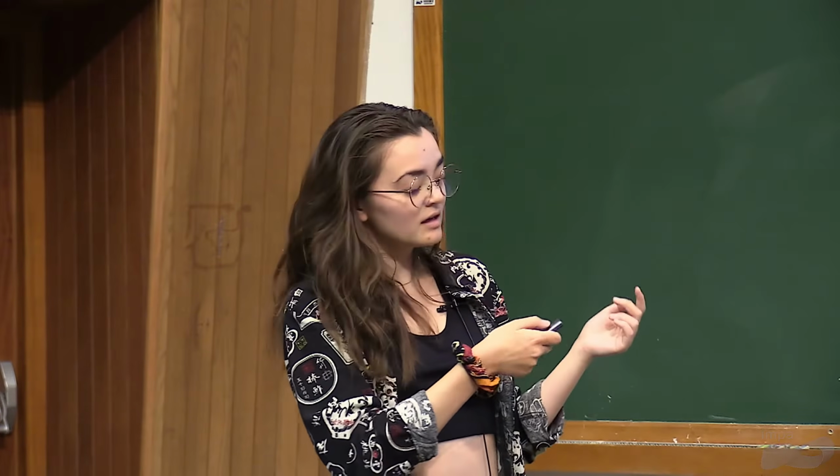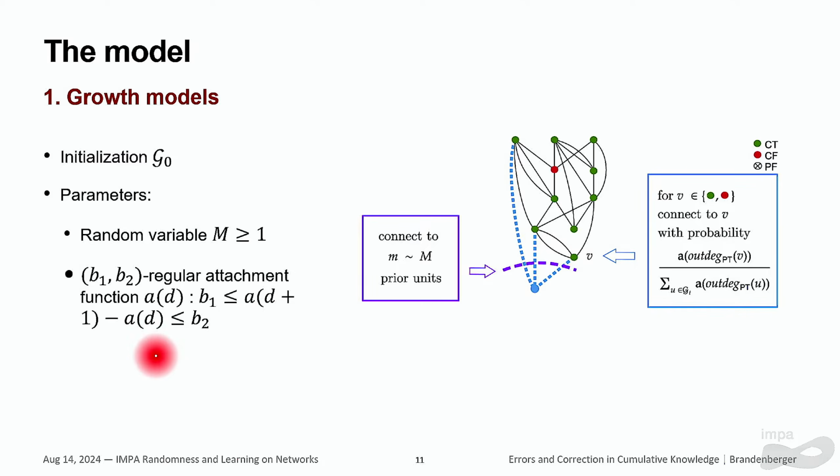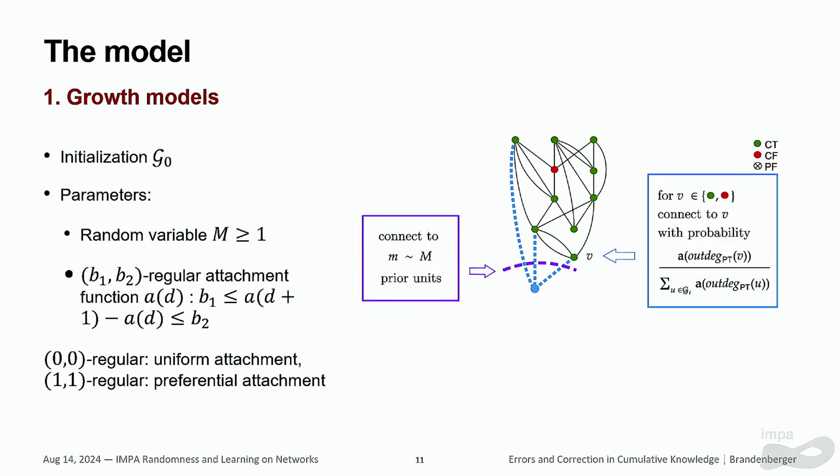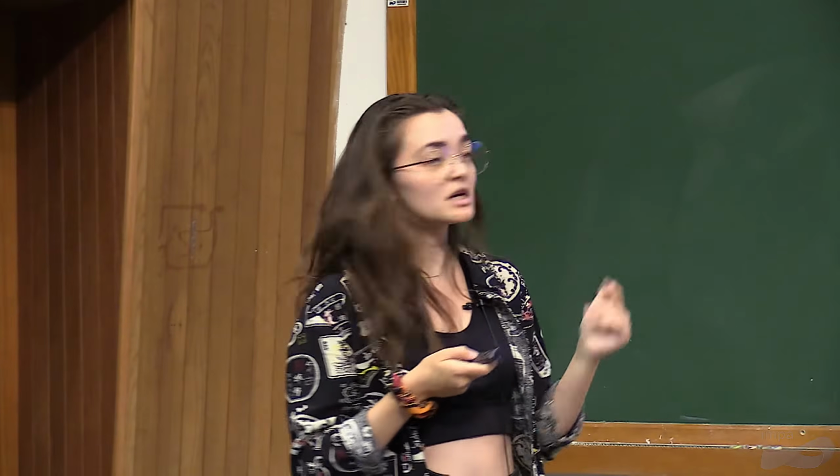And we think of some general class of functions A that are regular in some Lipschitz sense. Their growth is bounded from above and below by some constants, and our theorem will include some bounds on these that you require. These encompass the usual things you would care about, like preferential or uniform attachment for specific settings. So if A of D is just D plus 1, you get the usual preferential attachment. And if A of D is constant, you get uniform attachment.